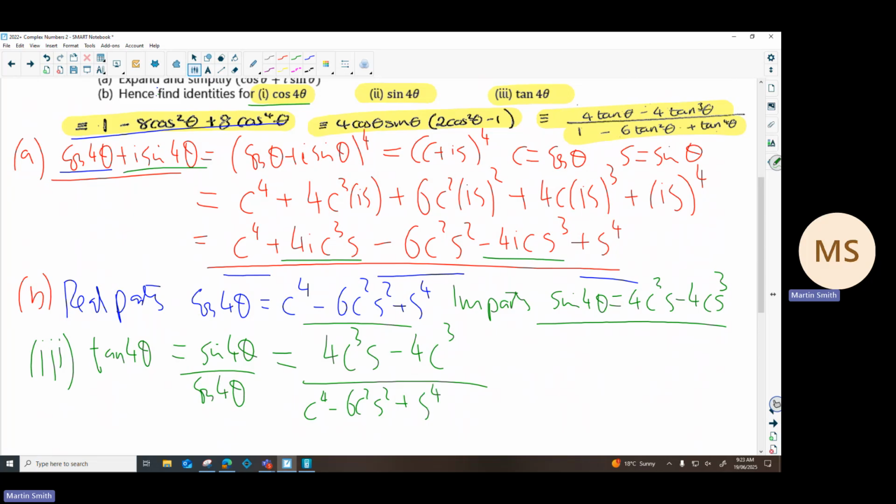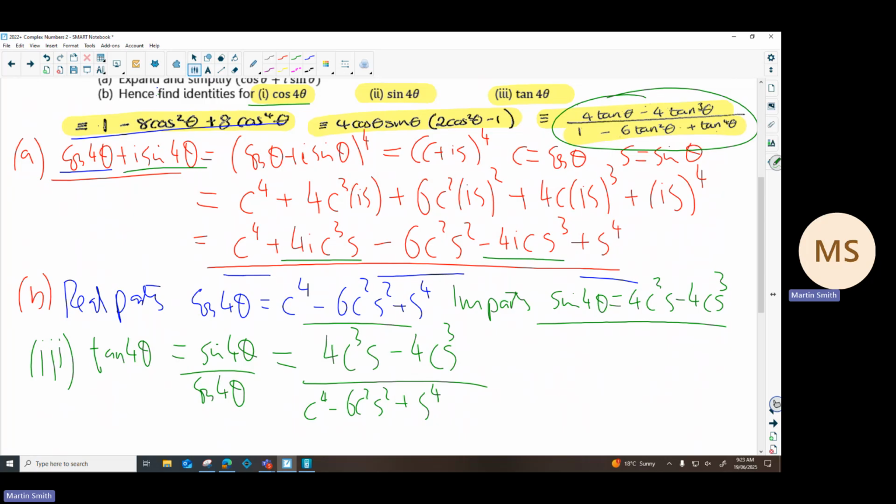So this is an identity for tan 4 theta, but the identity which I'm trying to prove is this one that only has tans. Oh, sorry, I've done that twice there. 4cs cubed, that's what that should be there. Sorry. So in order to do this, this is what I'm going to use.